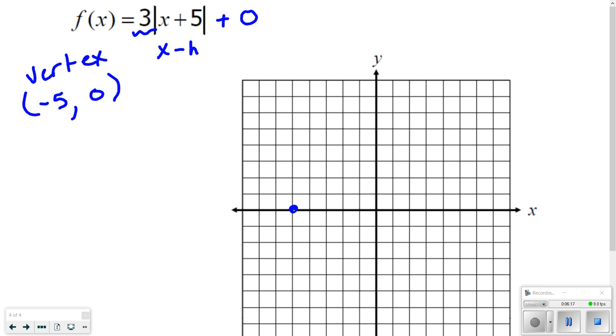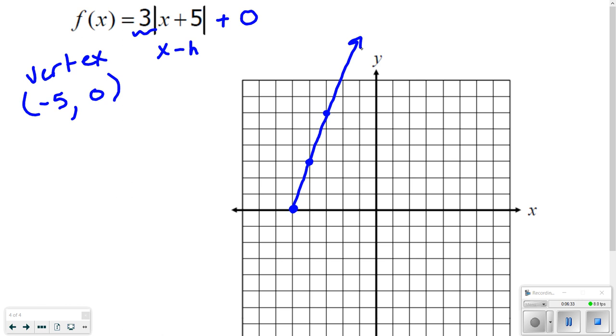Now, remember, we said the right side should have a slope of 3. So I'm going to start at my vertex. I'm going to go up 3, right 1, up 3, right 1. Okay, and this is the right side of my absolute value function.